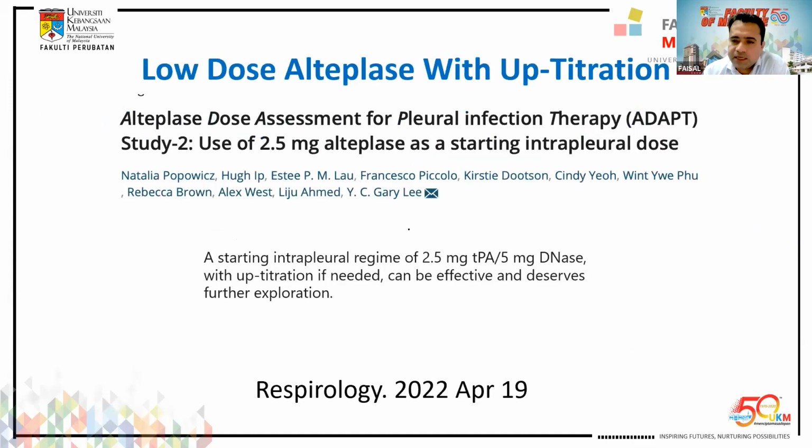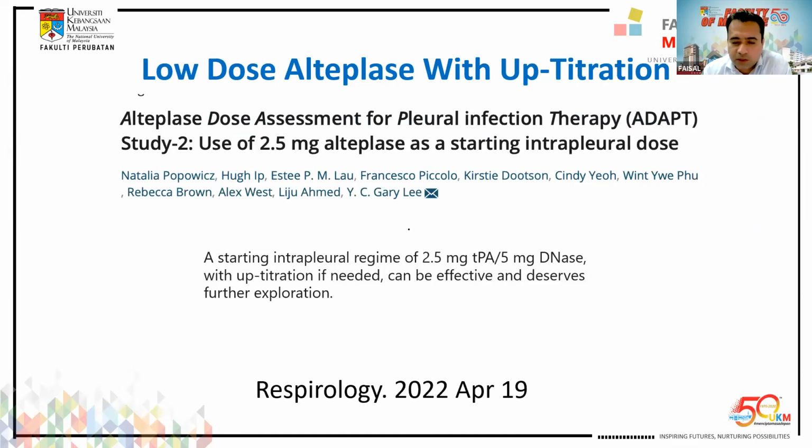But recently, a paper was published called the ADAPT-2 trial by Prof. Khairul and colleagues. He used a very low dose of 2.5 milligrams of alteplase with Pulmozyme. The conclusion of the study was that a starting dose of 2.5 milligrams of alteplase with 5 milligrams of DNase can be effective, and it deserves further exploration.